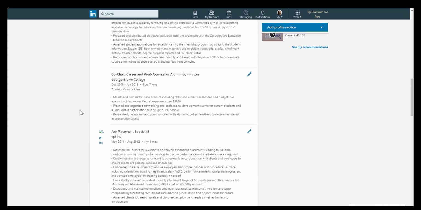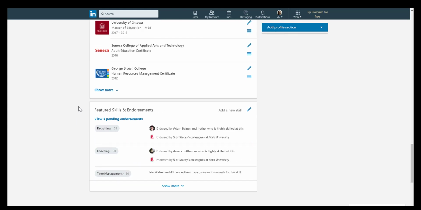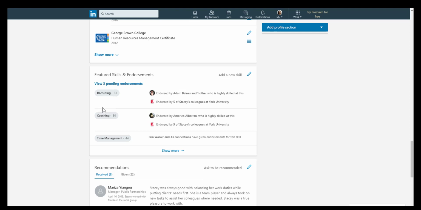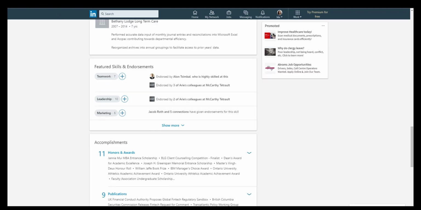I know when they first started, I'm just flipping really through to my profile. I have 63 for recruiting, 50 for coaching. I think they just came fast and furious at me. So I think it was an exciting time when LinkedIn added this feature, but I'm glad to see it's still here. So it really just kind of backs up your network, and it's kind of like a reference for that skill, just you have that many people endorsing your skill.